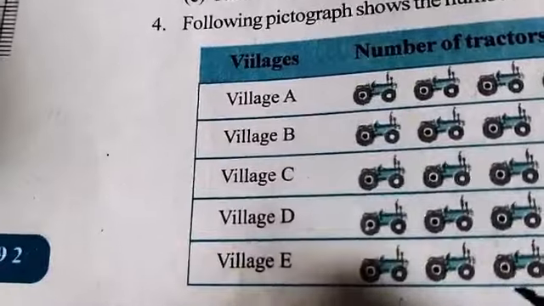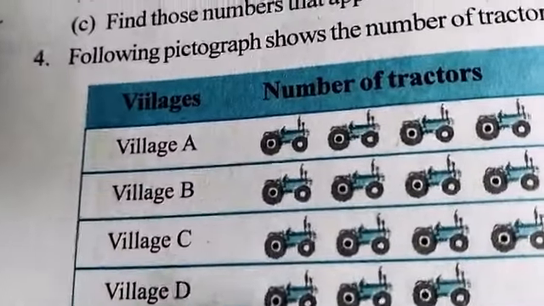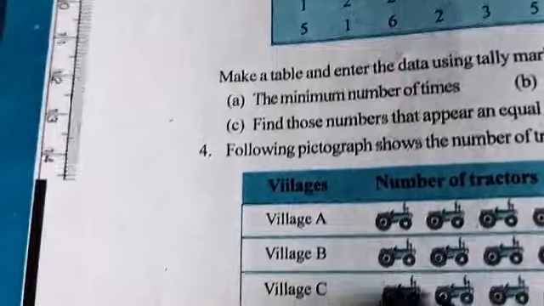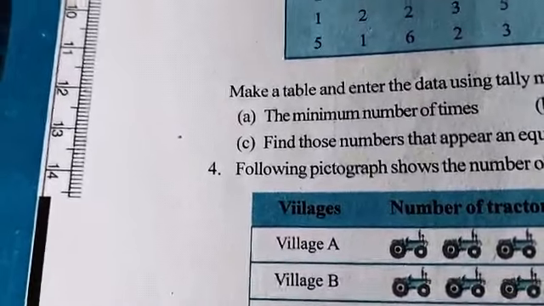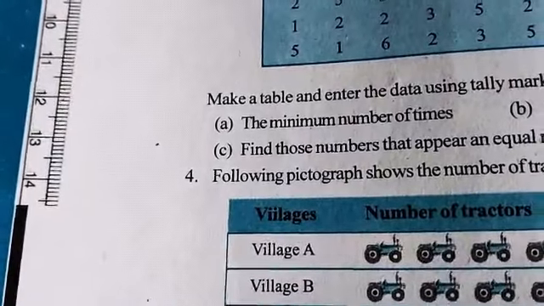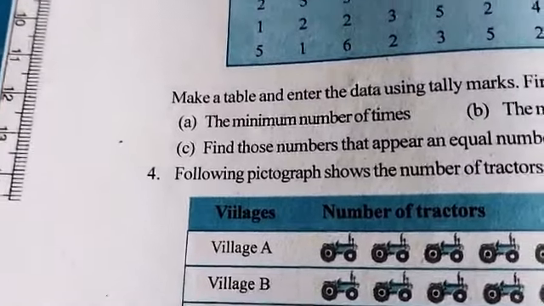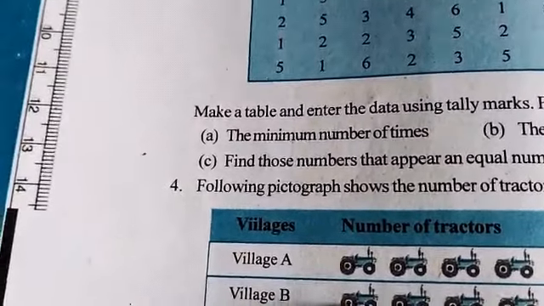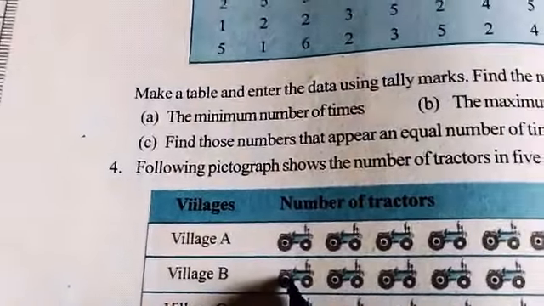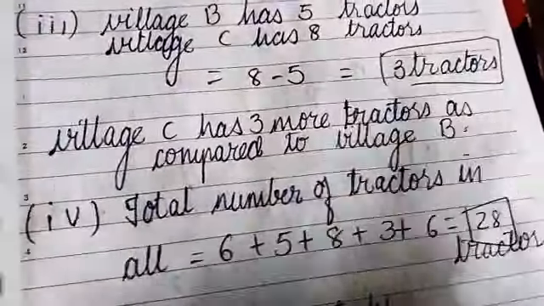And question number three. How many more tractors does village C have compared to village B? So compare village C and village B. This is C and this is B. Now C got how many? 1, 2, 3, 4, 5, 6, 7, 8. 8, and village B got 5. So 8 minus 5. So how many tractors are there? It is 3 tractors.